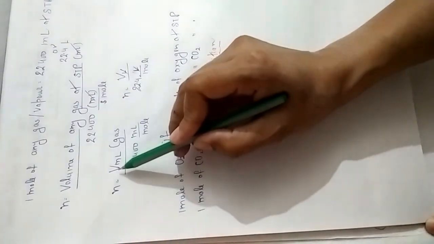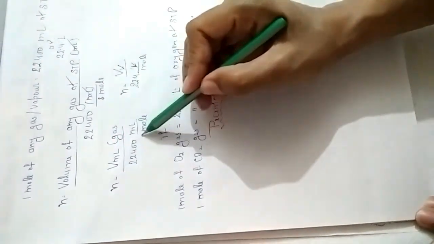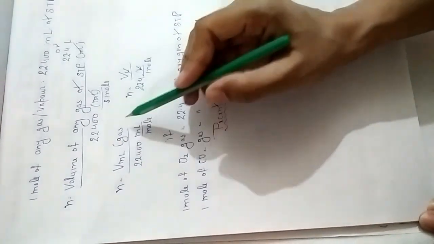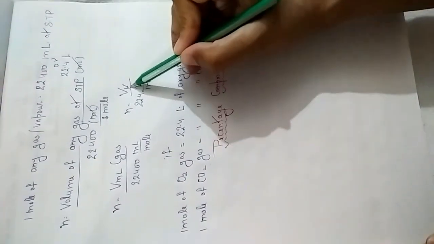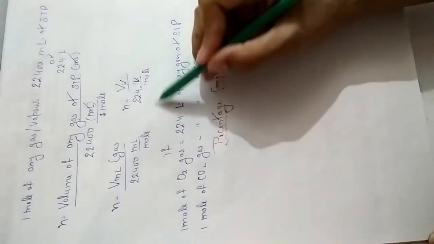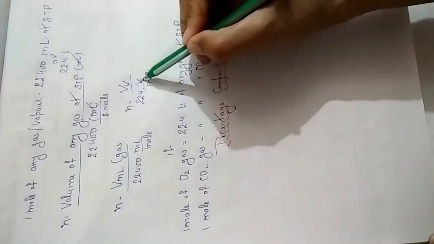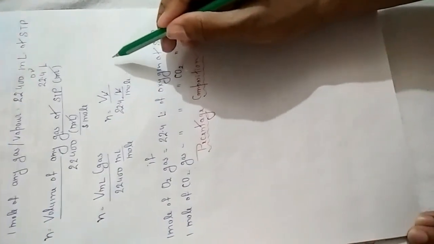So n equals V in ml divided by 22,400. If I take the volume in ml, ml will be cancelled and the answer will be in mole. Any volume of gas divided by the reference number. If I take it in liters, clear? Whatever be the volume in liters, divide by the reference 22.4 liter. In liter I have taken, liter will be cancelled and the answer will be in mole.